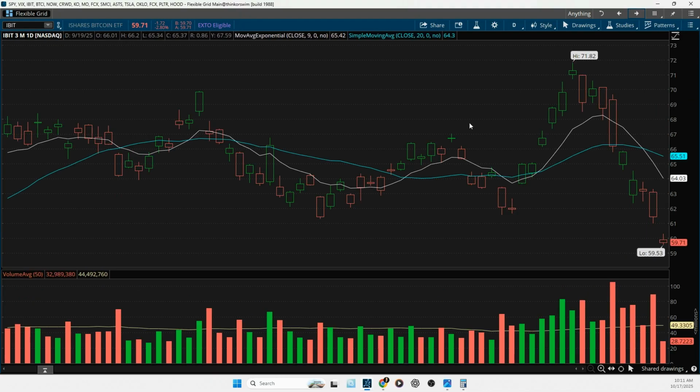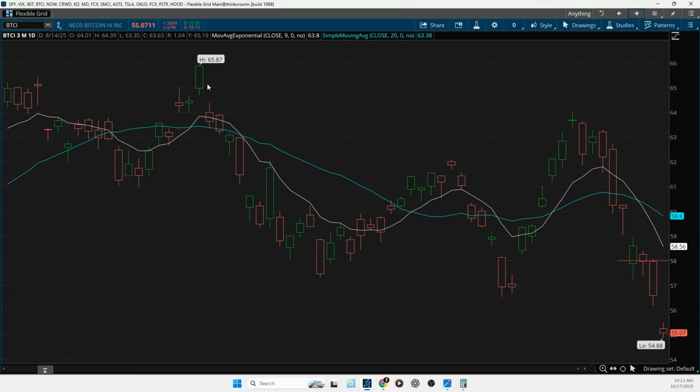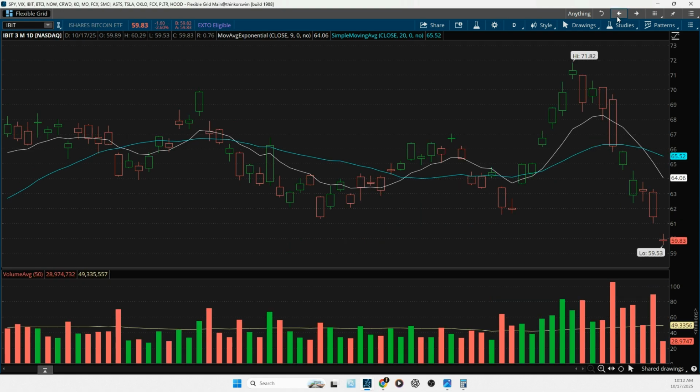And then IBIT, the iShares Bitcoin ETF, is going to give us an idea of what the price of Bitcoin is doing. And from a brokerage account using Thinkorswim, it allows you to profit from the price action of Bitcoin. It's similar to, we could substitute GLD in here, and that's the same thing. We're doing the price action of gold. So that's great. You got two things. BTCI does not have nearly as good of an option chain as IBIT here. IBIT has a great option chain.